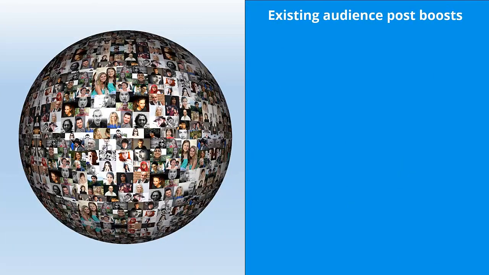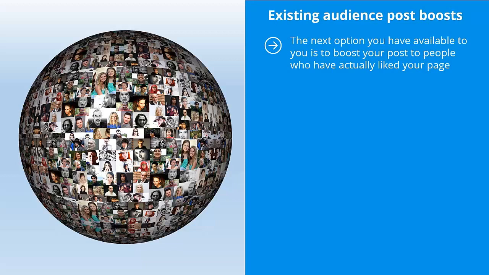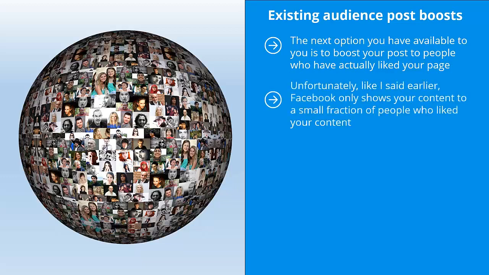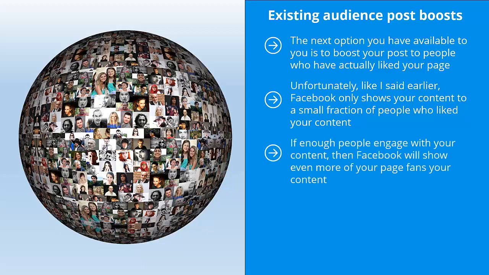Existing audience post boosts. The next option you have available to you is to boost your post to people who have actually liked your page. These are your actual page fans. They know roughly what you're about. They like your content enough to like your page. They're expecting your content. Unfortunately, like I said earlier, Facebook only shows your content to a small fraction of people who liked your page. Unless your fans select See First when they like your page, Facebook will use its natural algorithm to select the initial group of eyeballs that will see your page content. If enough people engage with your content, then Facebook will show it to even more of your page fans. However, it's never going to show it to 100% of your fans.